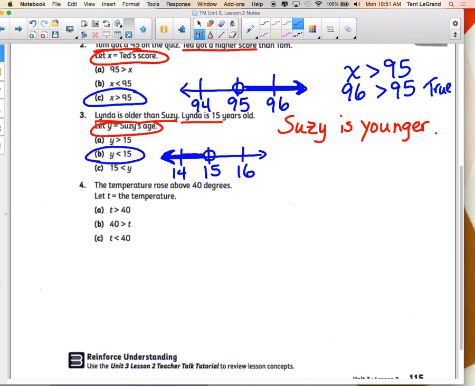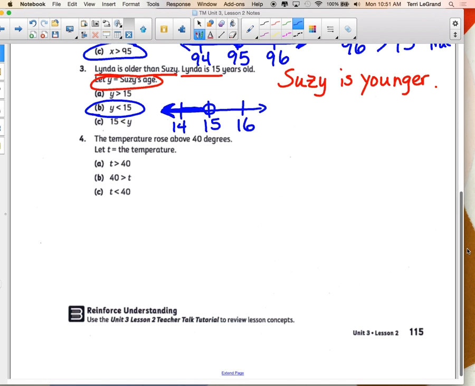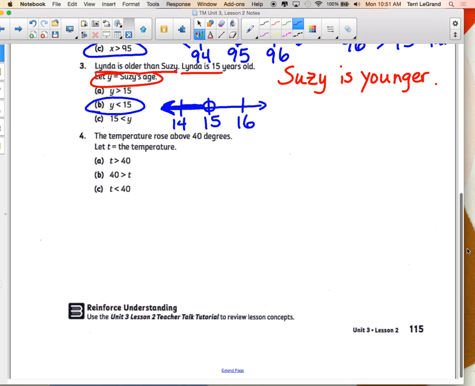So if Susie is younger, as we stated, would 14 make her younger than Linda, who is 15? Yes. So we reason it out. We make sure that we have a good choice, not just circle one of them. So again, not only choose the inequality, but also graph it, because then the graph can help you make sense of if you have a good choice or not.